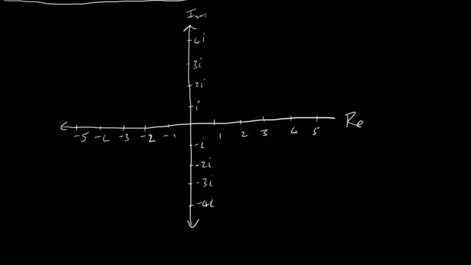So let's have a look at the first one. Let's say Z1, and let's say it's 2 plus 3i. Now I'm going to multiply Z1 by i. In other words, I'm going to do i times Z1. So that's just i times (2 plus 3i). When you multiply that out, you get i times 2 is 2i, and i times 3i is plus 3i squared.